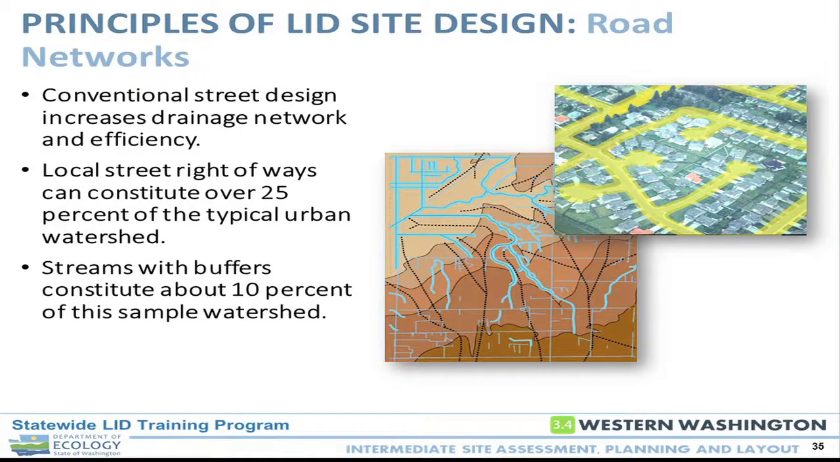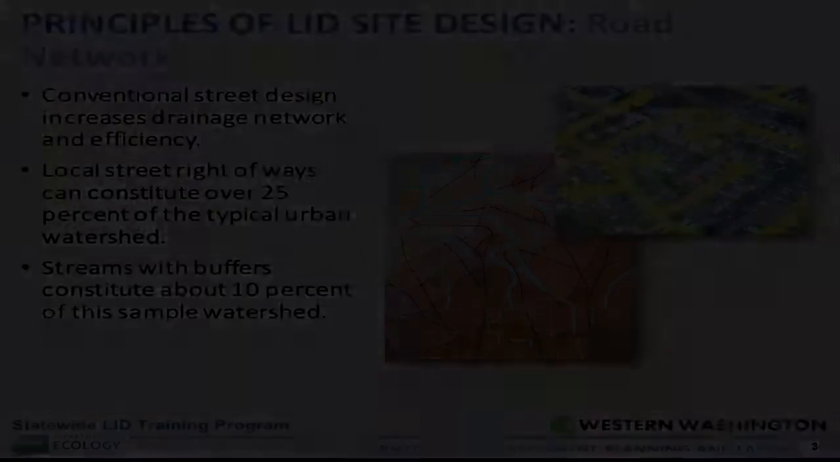From Schuler, local street right-of-ways can constitute over 25% of a typical urban watershed. It can be a very significant component. Streams and buffers constitute about 10% of a sample watershed. This was actually from the East Coast around the Chesapeake Bay area, but this is kind of a universal truth. We increase our drainage network and the effectiveness of that drainage network to our receiving waters, and that has profound implications to the health of those receiving waters.